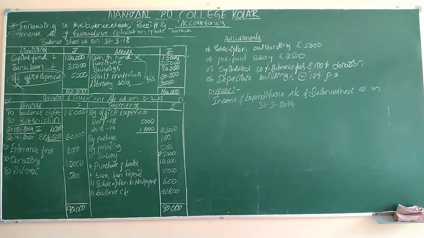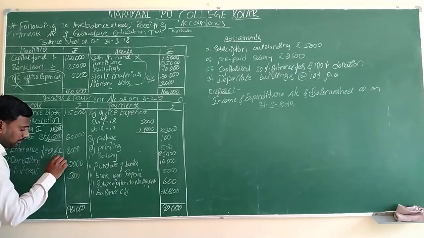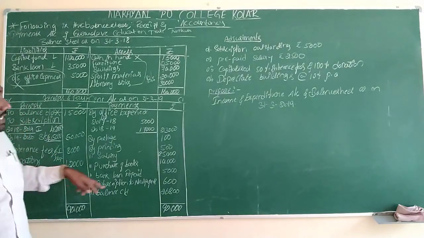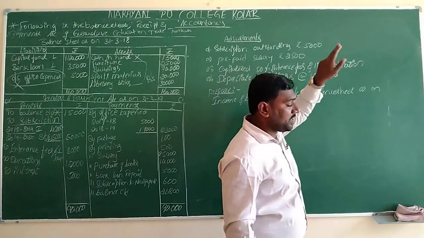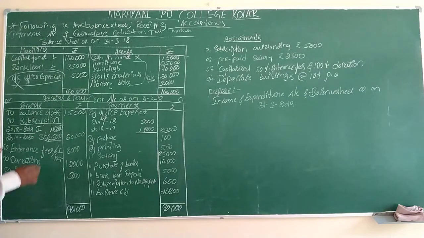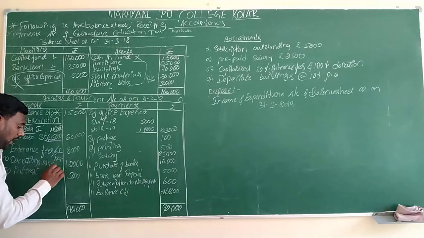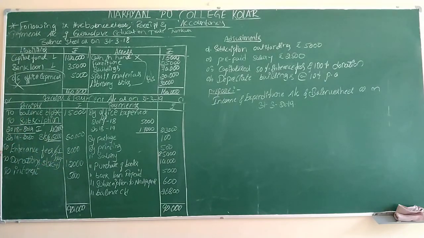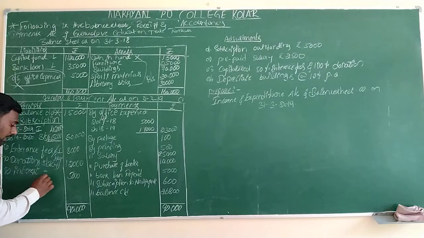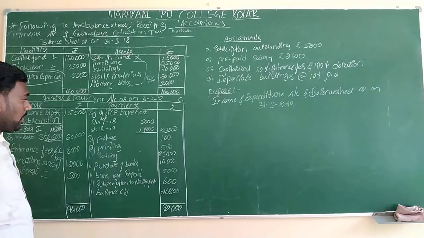Entrance fees: for this there is an adjustment. What is given? Capitalize 50% of entrance fees, that means half income, half capital. Have you understood this? For this there is an adjustment: capitalize 50% entrance fees and 100% donation. So entrance fees is half income, half balance sheet. Donation is totally considered in the balance sheet, under capital fund; we should add this value. Interest is nothing but income. We are going to receive the interest, so this is income to us.